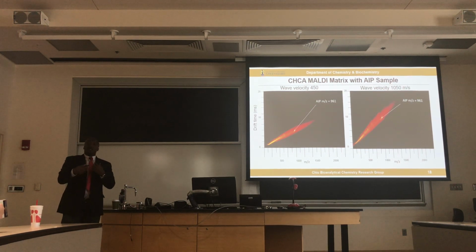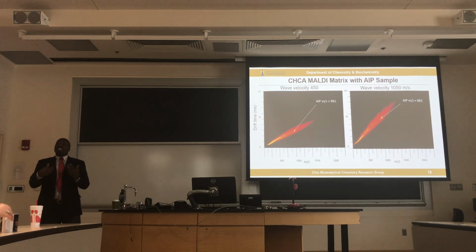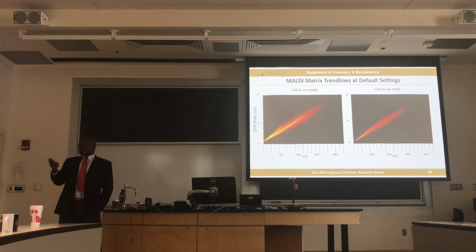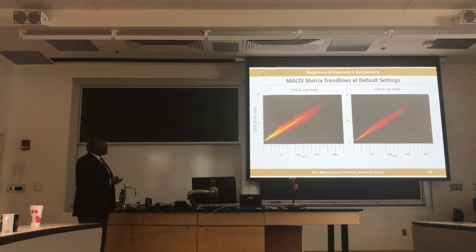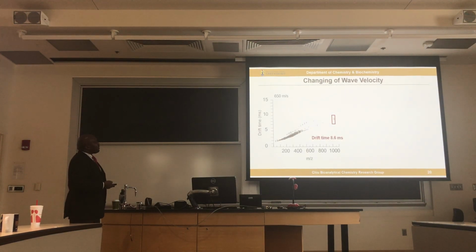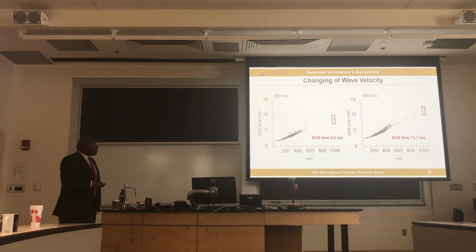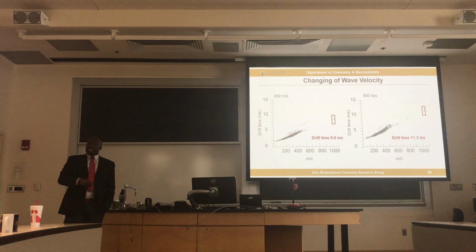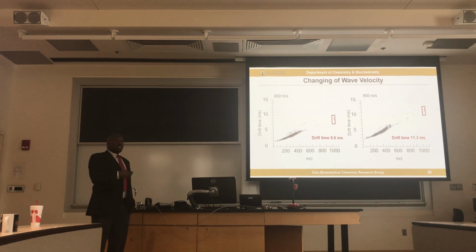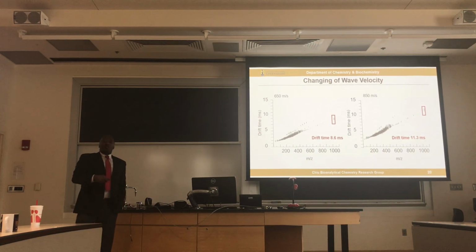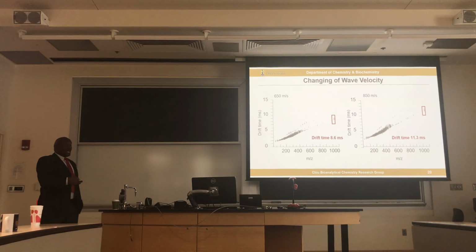So we ask ourselves, is it possible then to use this particular method as an internal reference in ion mobility? And it doesn't matter whether you're ionizing your sample in positive or negative mode, this will still happen. Once we change the wave velocity from 650 to 850, you realize the sample changes the drift time from 8.6 milliseconds to 11.3 milliseconds. And then the trend line remains. And of course, as you can see, we can generate an internal reference curve to predict the drift time of the AIP.